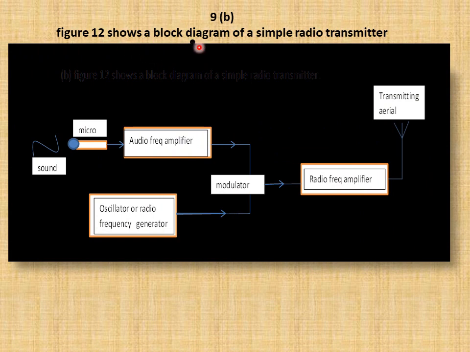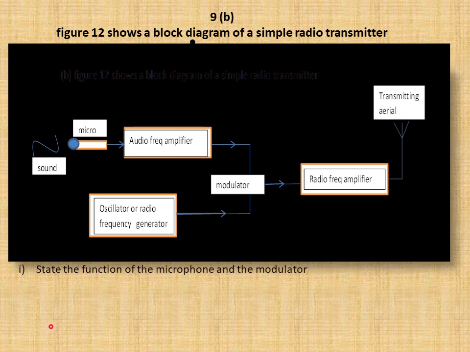Figure 12 shows a block diagram of a simple radio transmitter. Here we have the sound, the microphone, the audio frequency amplifier, the oscillator or radio frequency generator, the modulator, the radio frequency amplifier, and the transmitting aerial.